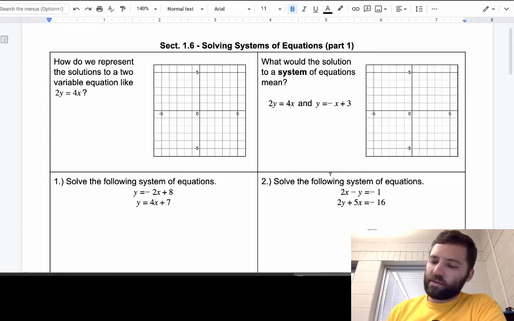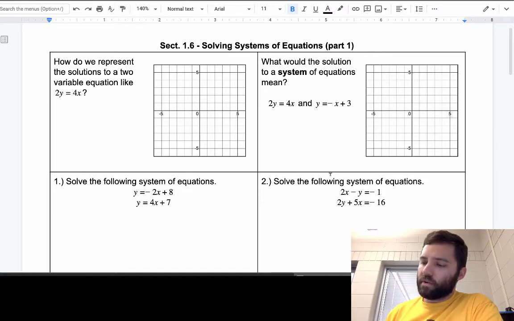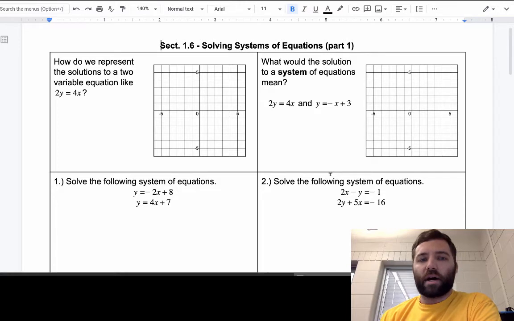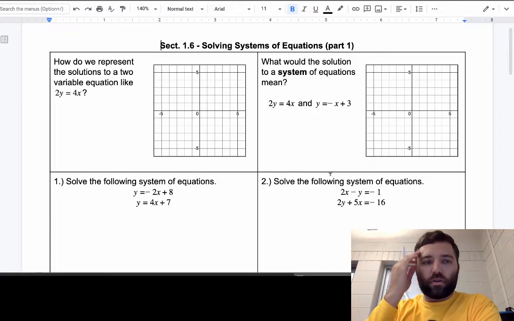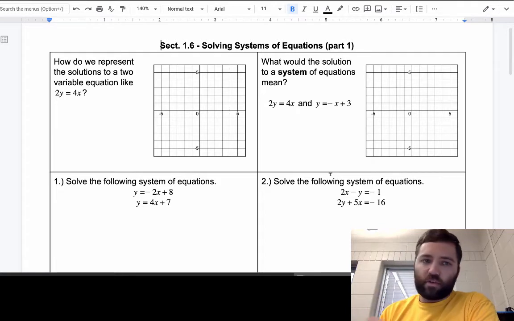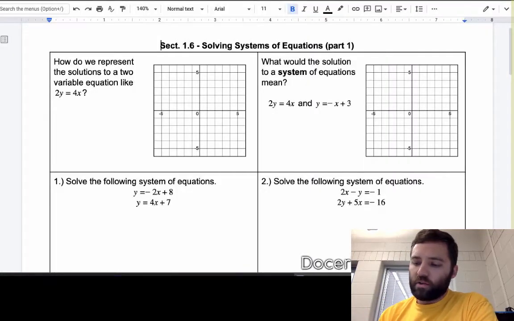Okay, let's get started here with solving systems of equations graphically. So the first thing, like we've started many of these lessons in this chapter, is let's think about what we mean when we say solution. Okay, so here in this first example we have 2y equals 4x, and the question is, how do we represent the solutions to this two variable equation?